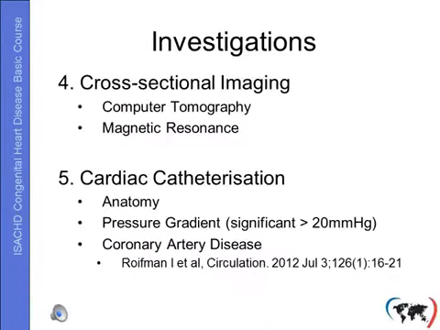Further specialist diagnostics include computerized tomography or magnetic resonance imaging. More invasive cardiac catheterization can assess both the anatomy of the area of coarctation but also the diagnostics if a significant lesion is present, defined as a pressure gradient across the area of coarctation greater than 20 mm of mercury. Similarly, you can also investigate for associated coronary artery disease.